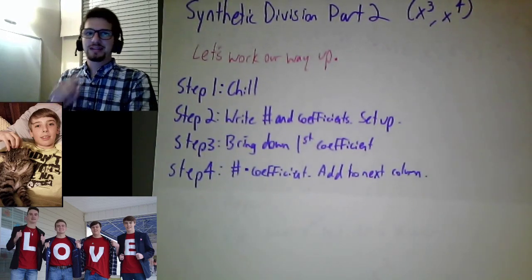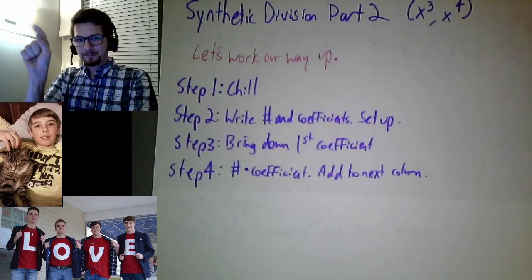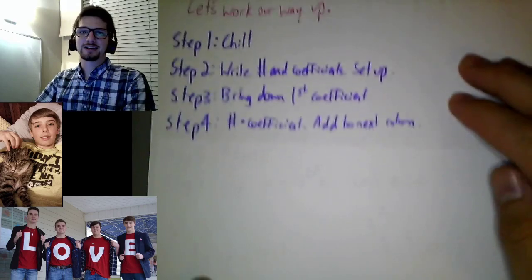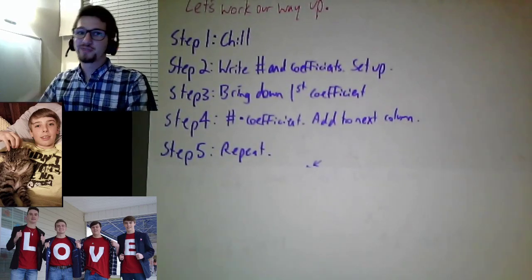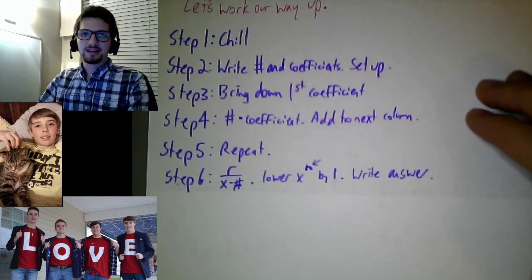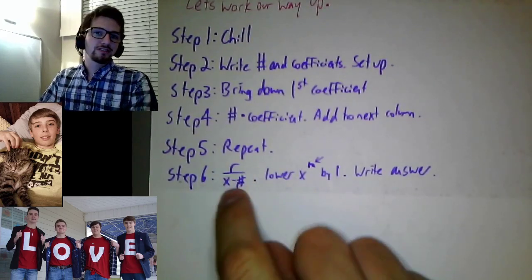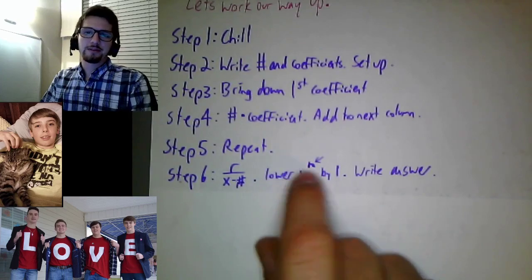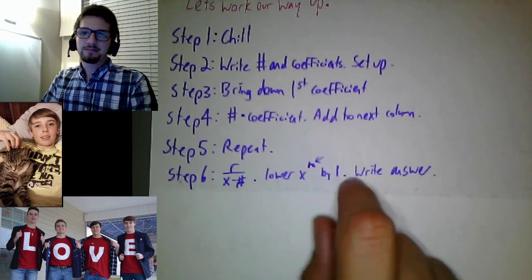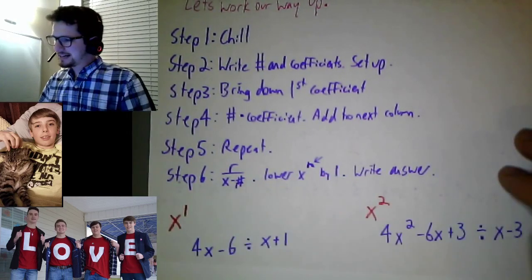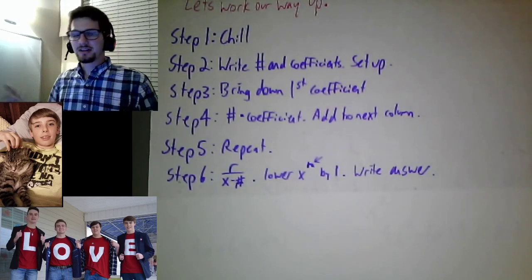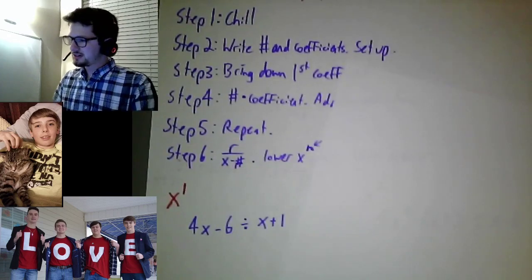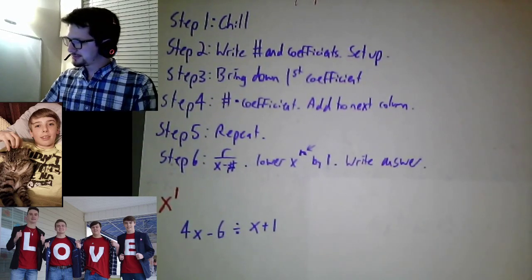Step four was to multiply your number times your coefficient, and then write that and add it to the next column of numbers. Then we just do that again and again until we're out of numbers. Then we put our remainder over whatever the x minus number value was, and then we lower x's exponent by 1, and we write our answer. I rewrote this so I would have it, but if you guys could get that out of your notes from yesterday, so you have it, let's work some more problems.